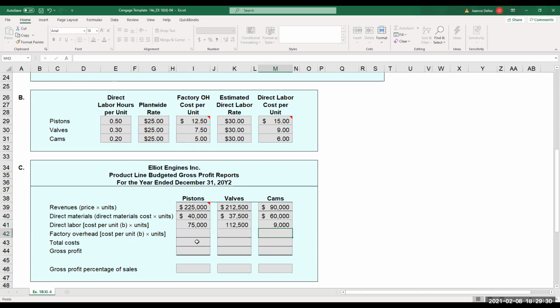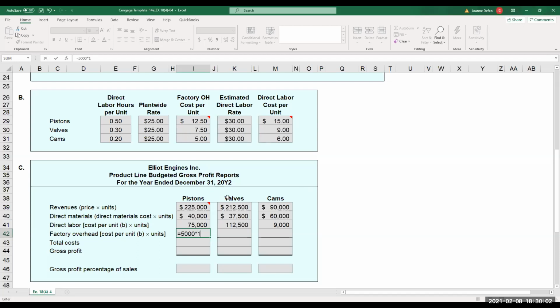All right, so the factory overhead, let's see, factory overhead, I believe, is 12. See, this is the factory overhead. We're going to use this part. Here, we use this. Here, we're using this. Factory overhead cost per unit. It says right here, factory overhead cost per unit. It spells it out. So we're going to do equal 5,000 times, what's the number up here?